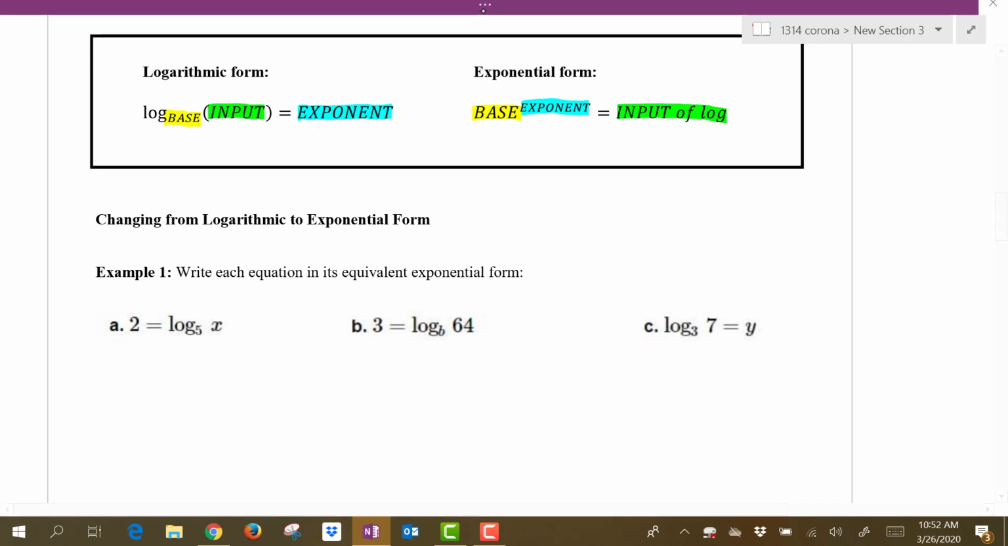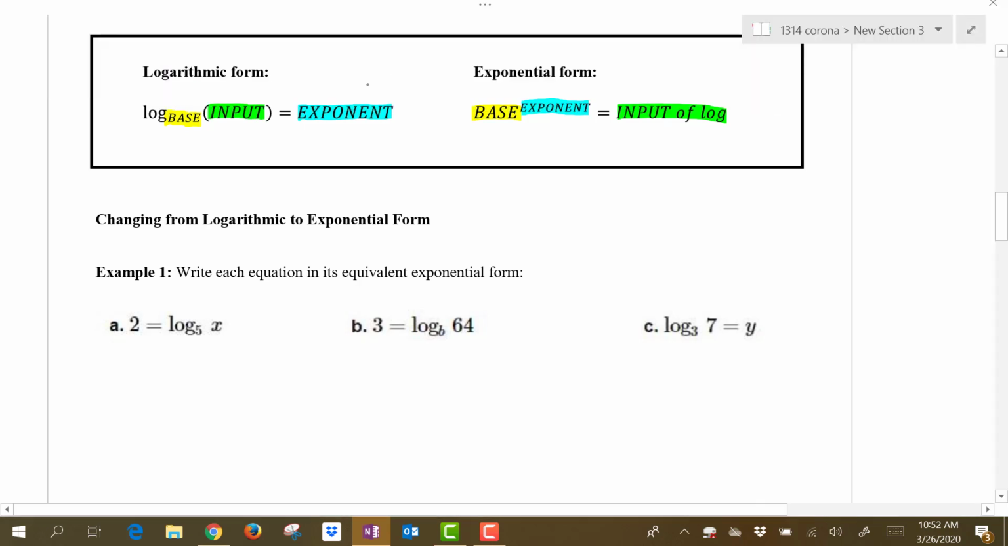So our goal in this video is to work on going back and forth between these two different forms. These forms are actually equivalent forms. They actually mean the same thing, but sometimes rewriting it in a different form helps us solve the problem a little bit easier. So let's talk about how we're actually going to do this.